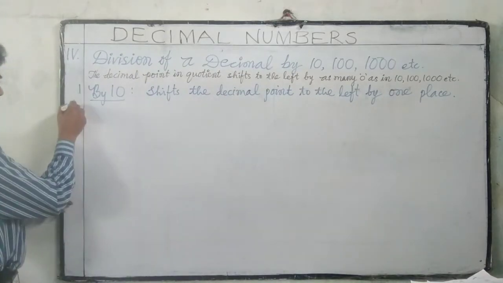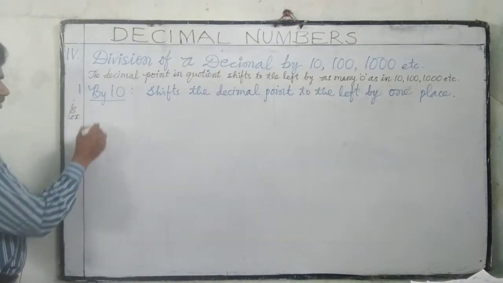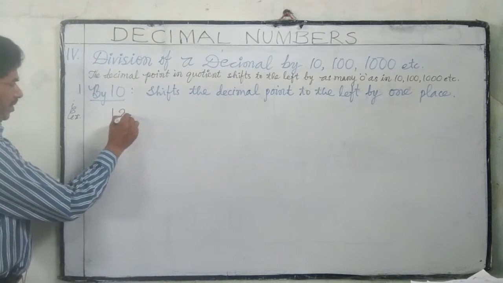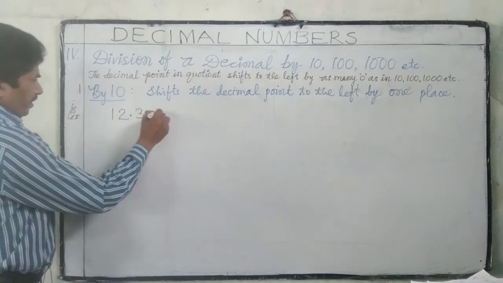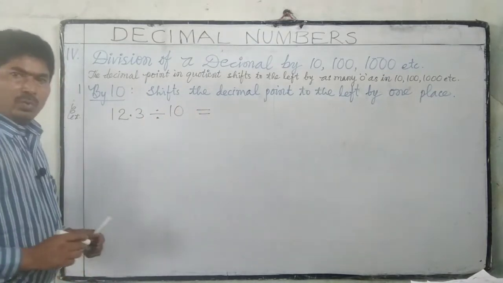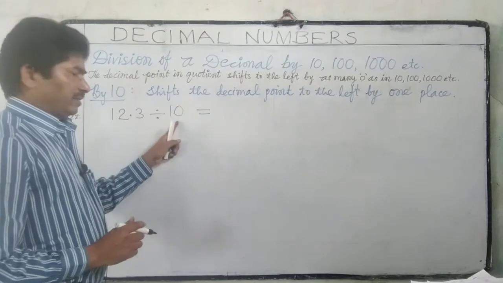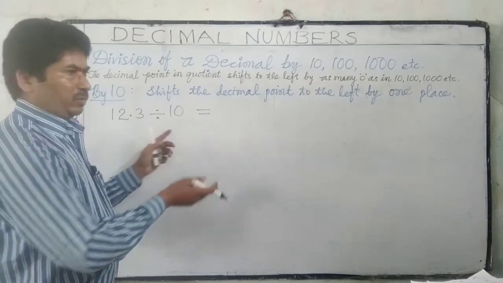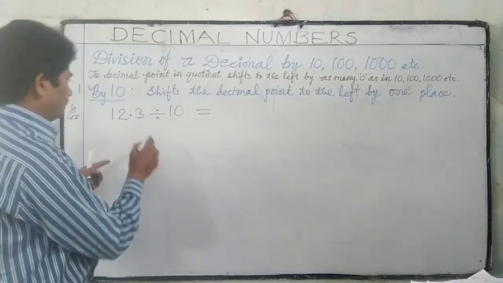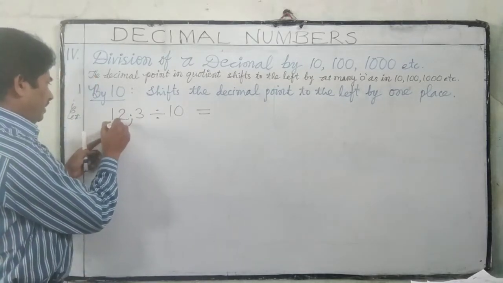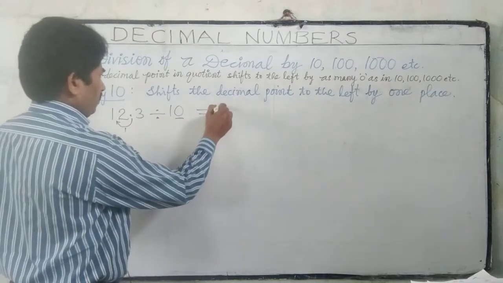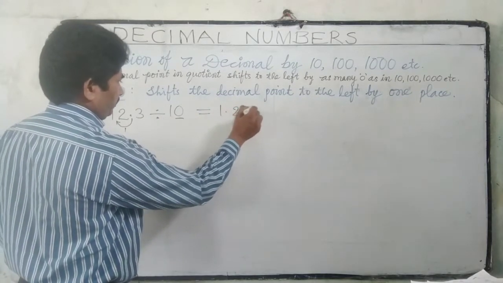Example, 12.3 divided by 10. To divide a decimal by 10, shift the decimal point to the left by one place. Here we have 10, so one place. 1.23. This is the answer.